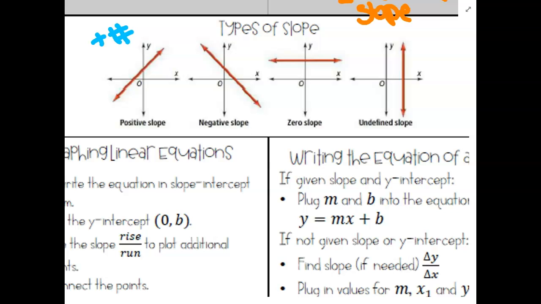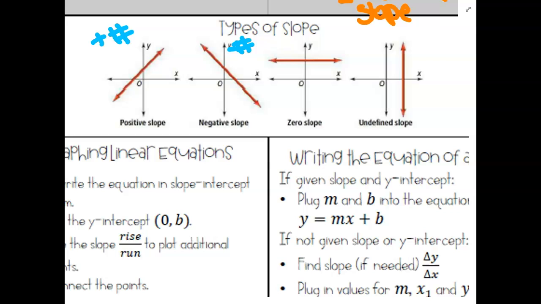If, when you find your slope, it's a negative number, your line is going to slope down. That'll be a negative slope. Now, these two are the two that are really easy to confuse. Okay? If you have a horizontal line, it's a zero slope. If you have a vertical line, it's an undefined slope. And I understand. They're so similar, and it's hard to keep them separate.